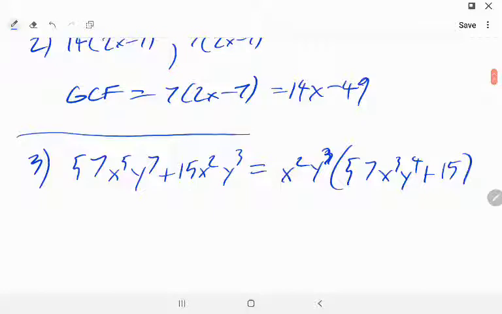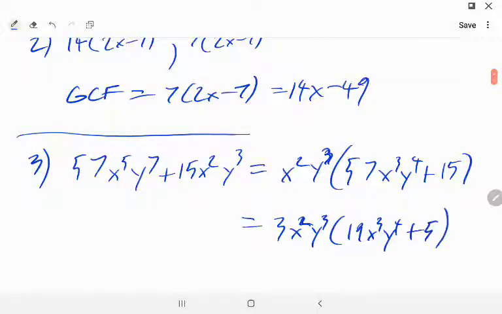But then we also notice we could pull out a 3. So we get 3x squared y cubed times 19x cubed y to the 4th plus 5. And then we notice 19 and 5 don't have any common factors.